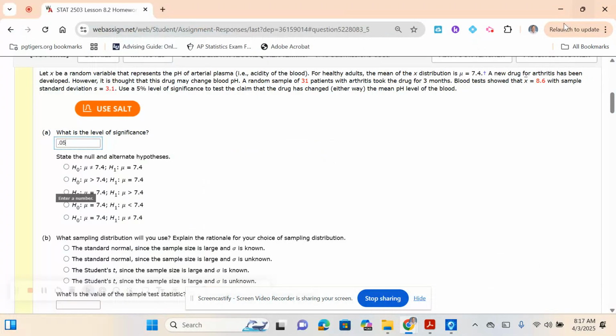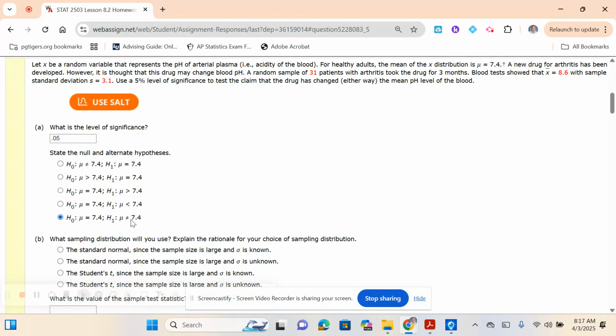Let's look at the hypothesis here. The Ho is always equal. And here I'm testing the claim that it's changed in either way. So change in either way would be a reference to what? Less than, greater than, or not equal to? Not equal to. So change either way would be different, so not equal to. Ho is always equal; this just changes by whatever you're testing.